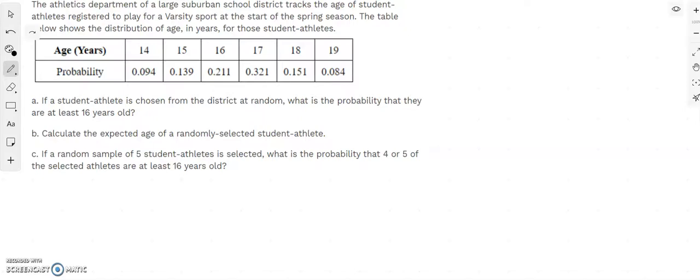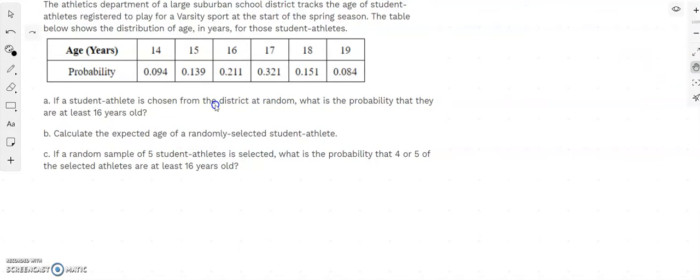Today we will be taking a look at a probability problem in preparation for the 2020 AP Statistics exam on Friday, May 22nd, 2020. Let's take a look at this probability question. The athletics department of a large suburban school district tracks the age of student athletes registered to play for the varsity sport at the starting of the spring season. The table below shows the distribution of age in years for those student athletes.